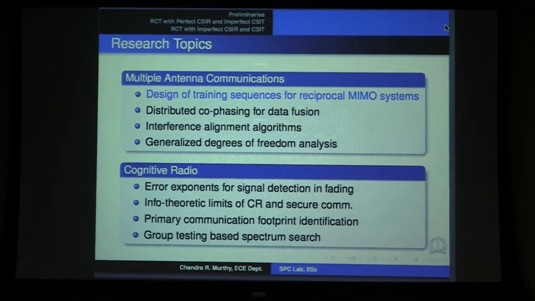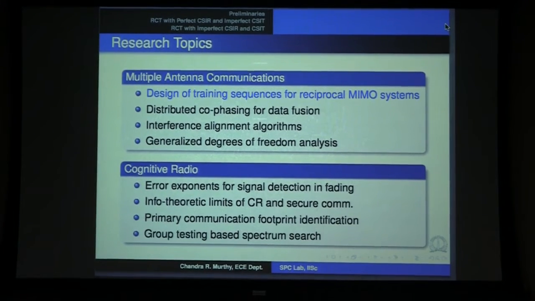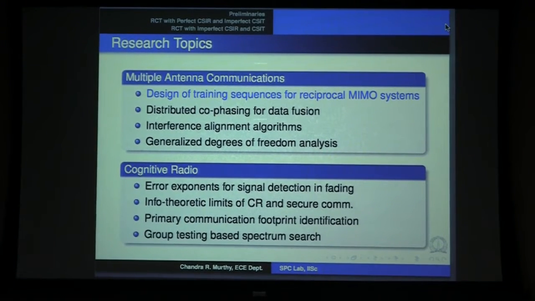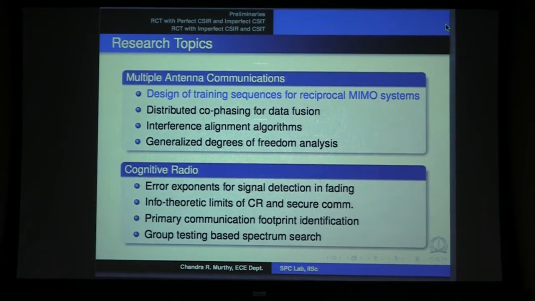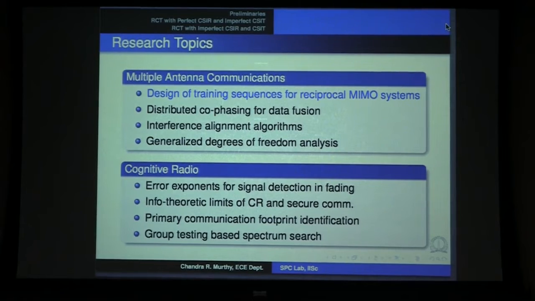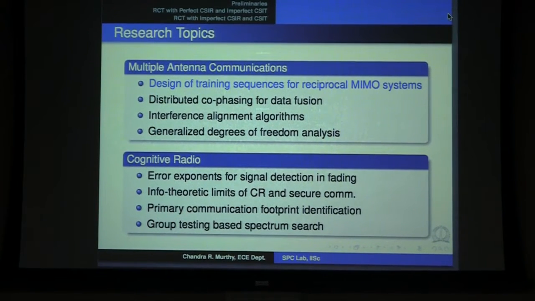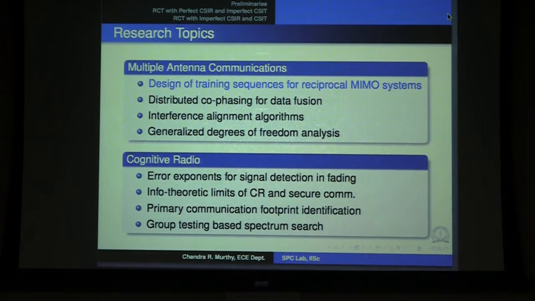The work that I'm going to talk about today is the design of training sequences for reciprocal multiple antenna systems. The keyword there is reciprocal, and I'll explain more about that in the rest of the talk. The other topics are data fusion in sensor networks, algorithms for achieving interference alignment, analysis of the generalized degrees of freedom in MIMO interference, multi-user interference channels.